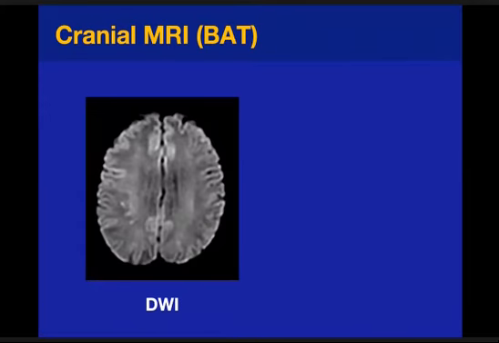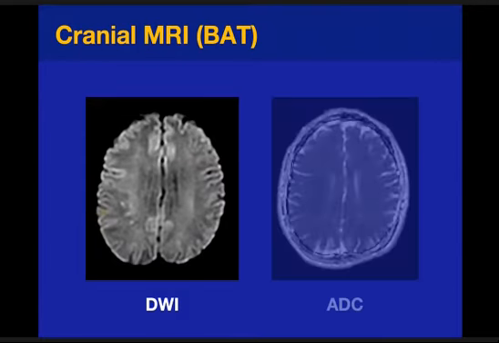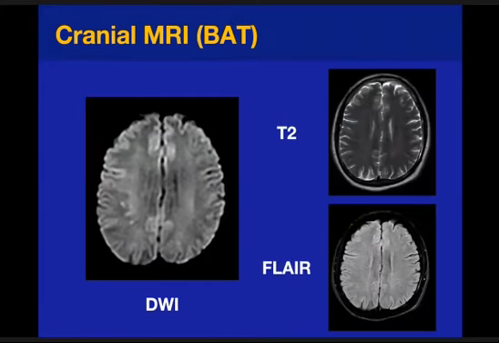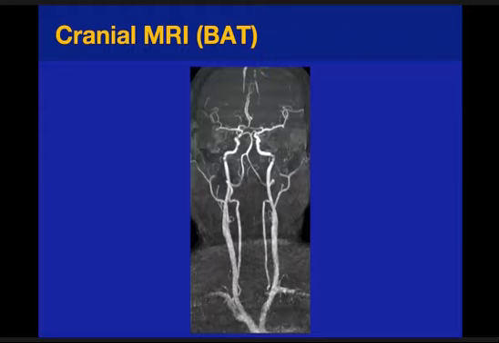hyperintensity. A similar signal focus was seen at the level of the centrum semiovale, again showing signal drop on ADC. These lesions did not show any T2 or FLAIR hyperintensity. The 3D reconstruction of the MRA of the patient was unremarkable.